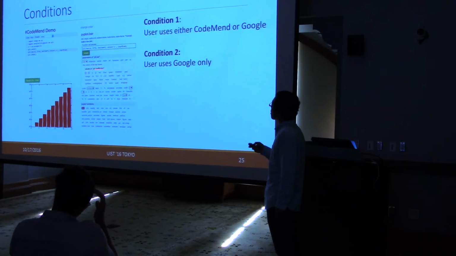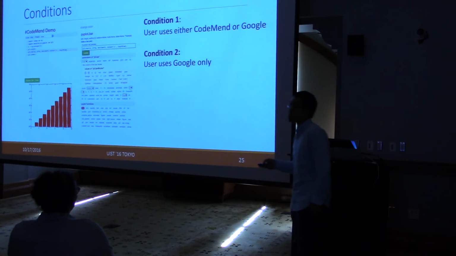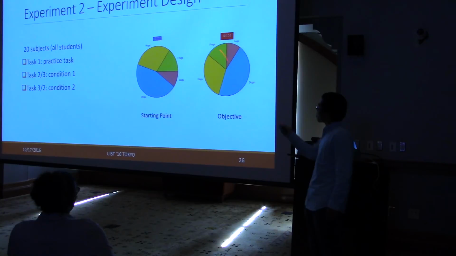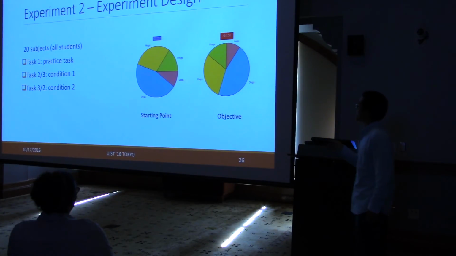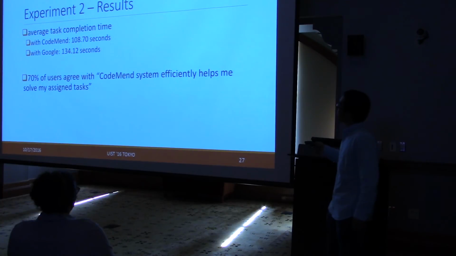Here's the interface, and condition one is that the user can use our system or Google. It hasn't been shown here, but there are Google search results here in the actual user study. And the control condition is that the user can only see the Google results. All right, and then here is our example pair of images where we show the user. And here are the results.